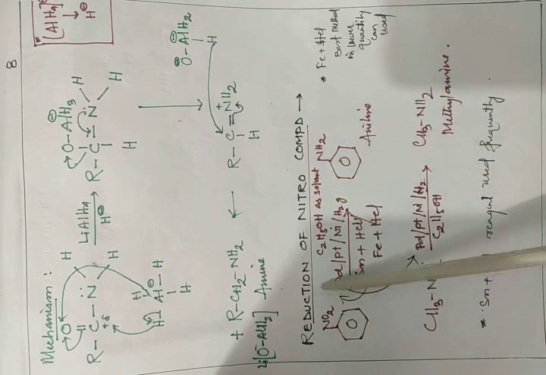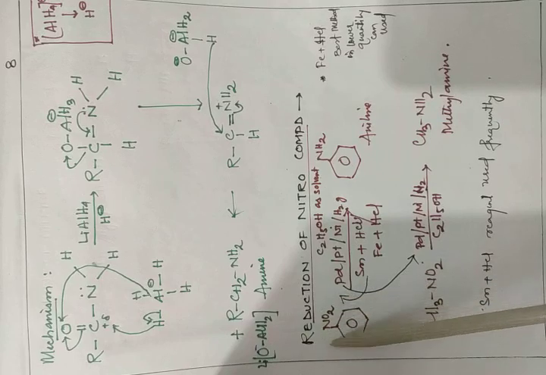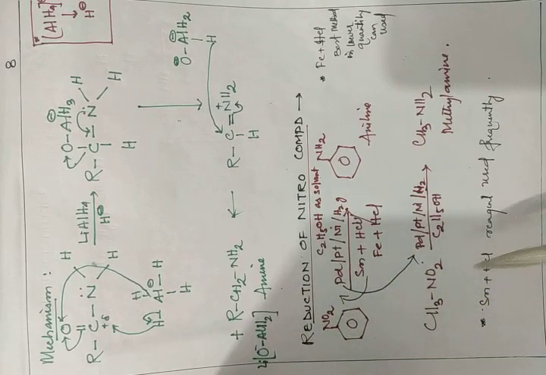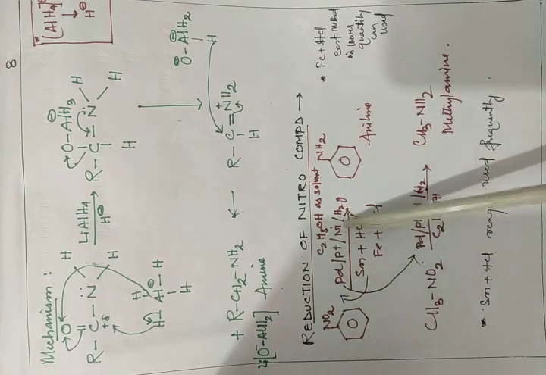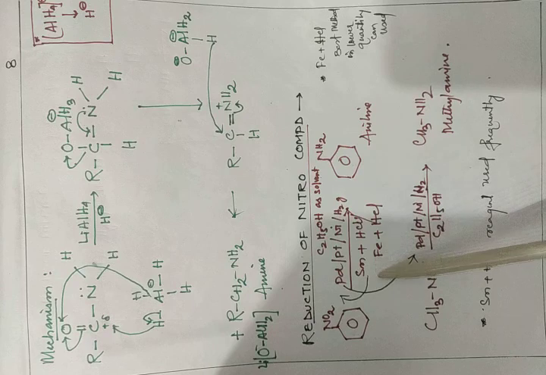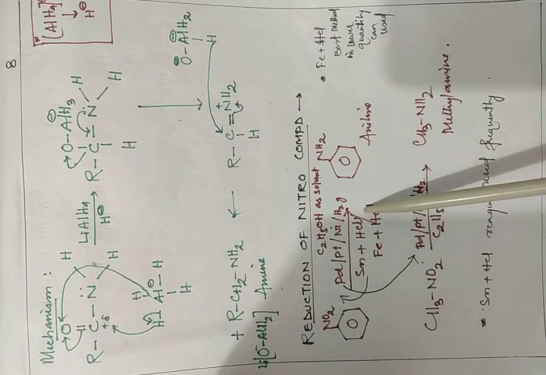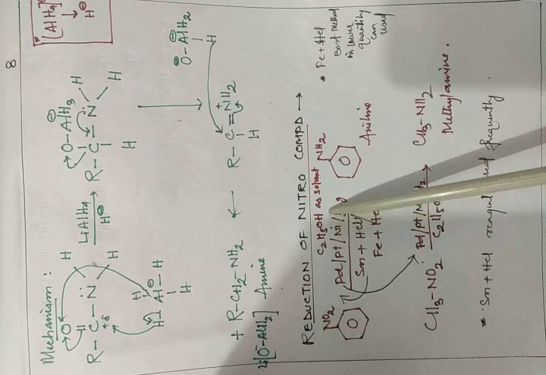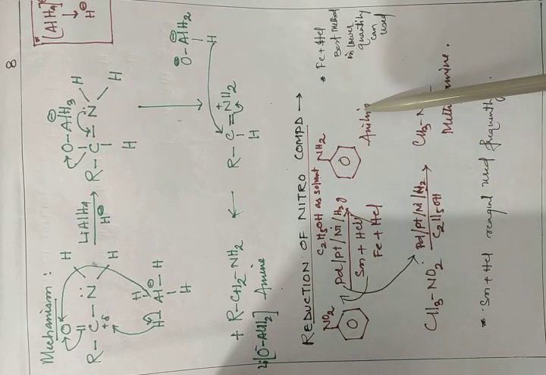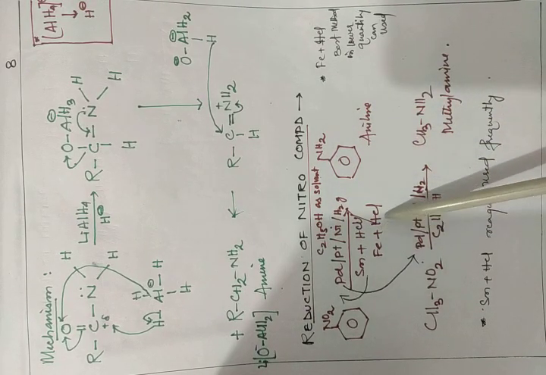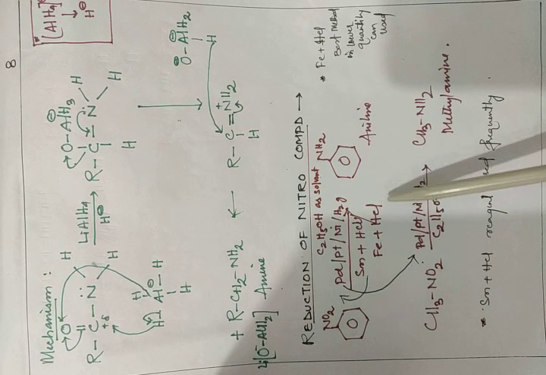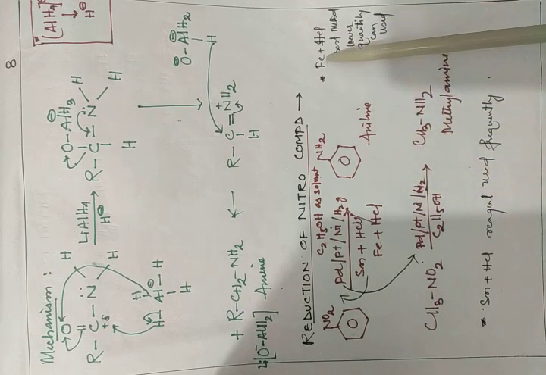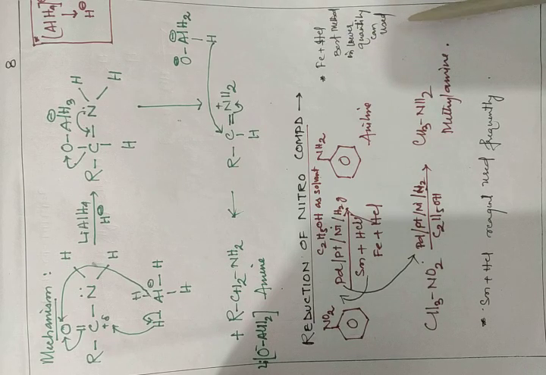Now next is the reduction of nitro compounds. This is nitrobenzene. In this nitrobenzene reduction we have to use platinum, palladium, or nickel with hydrogen gas, or stannous chloride and HCl in ethanol as a solvent, and then we will get aniline. Fe and hydrochloric acid can also be used when we do reduction of nitro compounds. Iron and HCl is the best method for lowering the quantity.